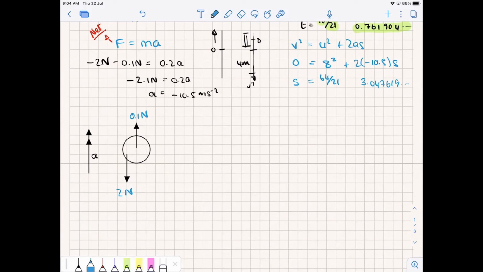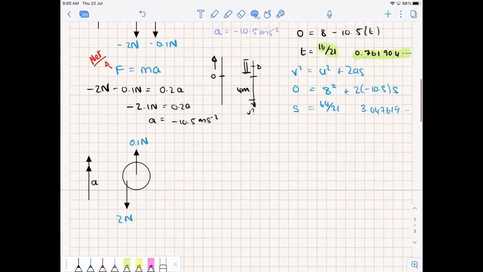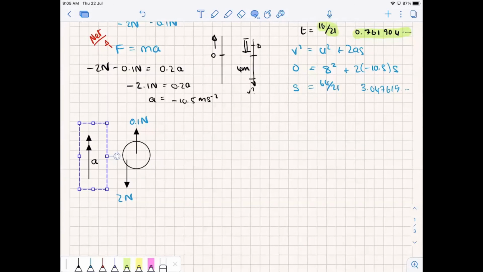Now, because I've separated these two scenarios completely, I'm isolating them. I can actually choose in which direction I want to consider my acceleration. On the way up, I considered the positive direction to be upwards. On the downwards direction, I'm going to flip the direction that I choose to be positive. So acceleration is acting now in that direction, towards the ground. This means that my weight, the force from gravity, is now a positive 2 newtons because it's acting in the direction of acceleration. And my air resistance is acting in the opposite direction, and so it is negative.